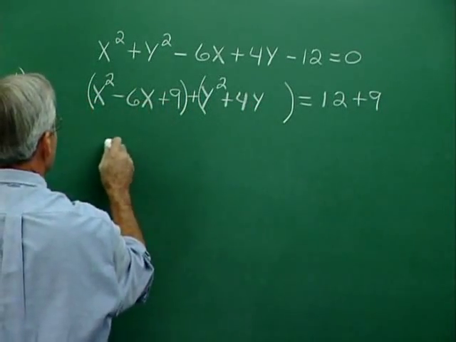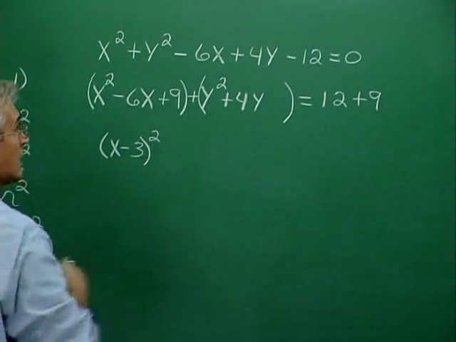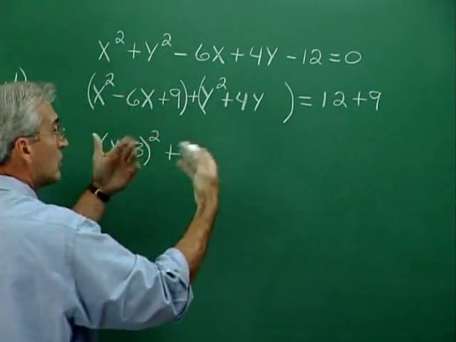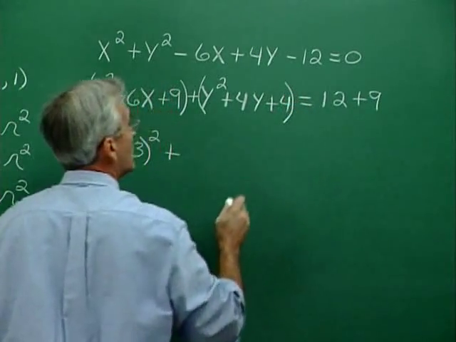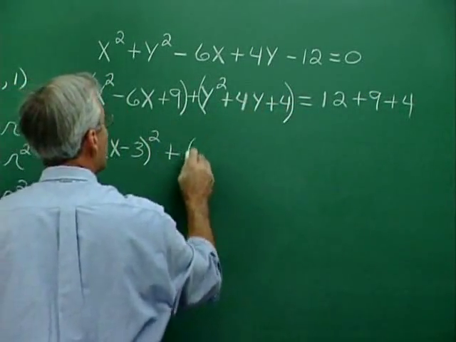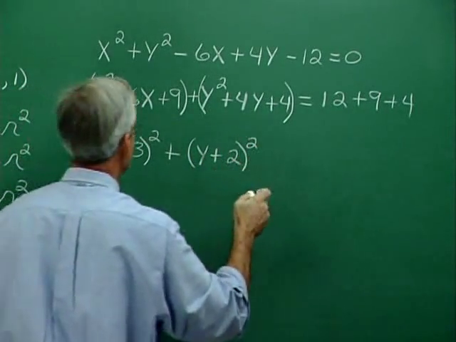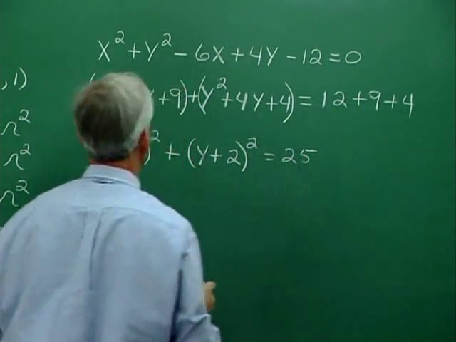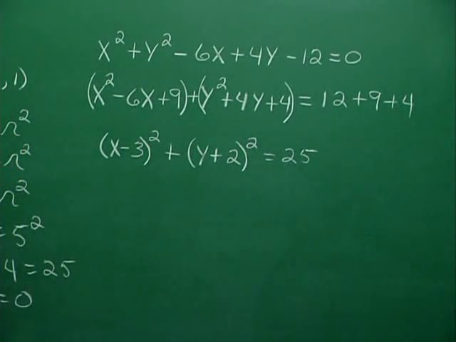Factoring here, we get x minus 3 squared. And then over here, we'll do the same kind of thing. We'll complete the square. We're completing the trinomial square. Half of 4 is 2. 2 squared is 4. Add 4 here. To maintain the balance, we add 4 on the other side. And now factoring, we get y plus 2 squared. And on the right, we get 25 as expected. Now, we can recognize the aspects of the graph that we're looking for.